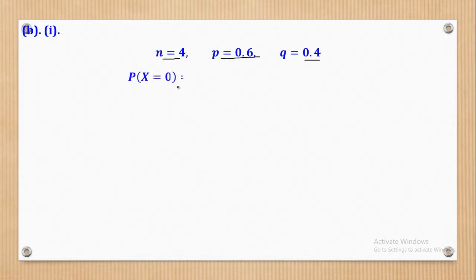So that was part A. Now we shall go to part B. So for part B, N is 4, P is 0.6, and Q is 0.4. Therefore, they wanted the probability of x equal to 0.